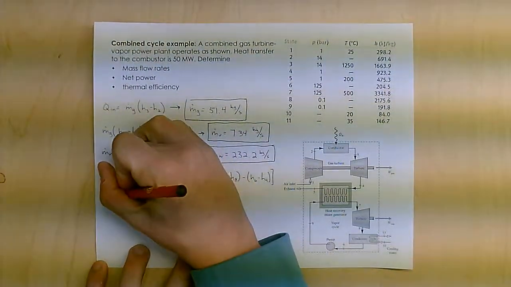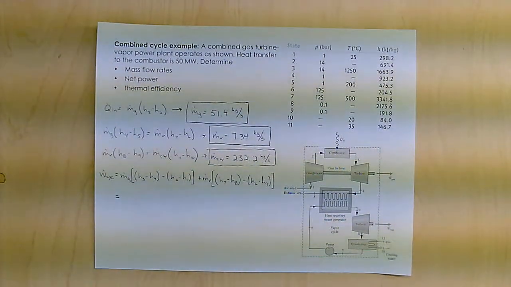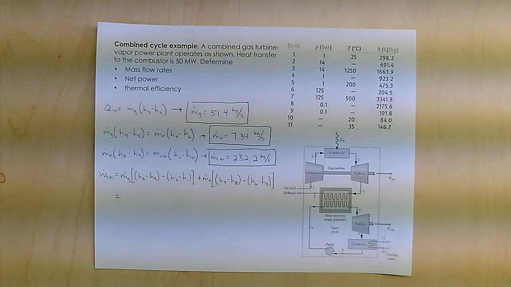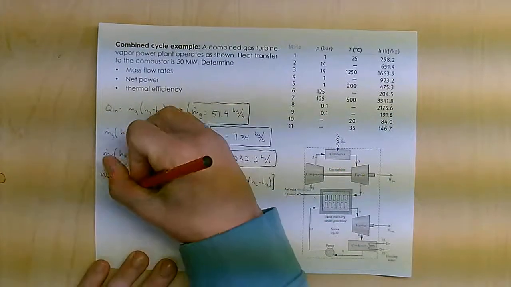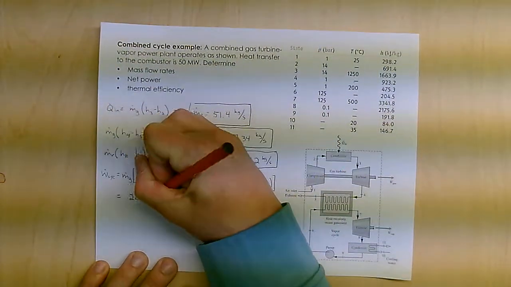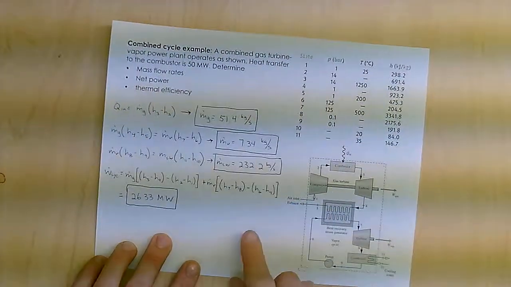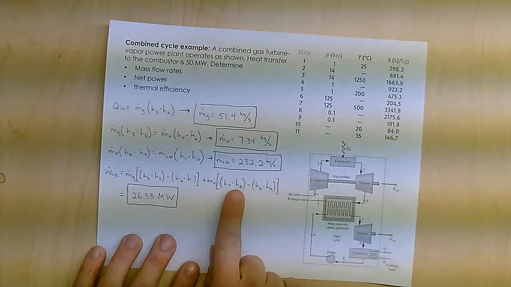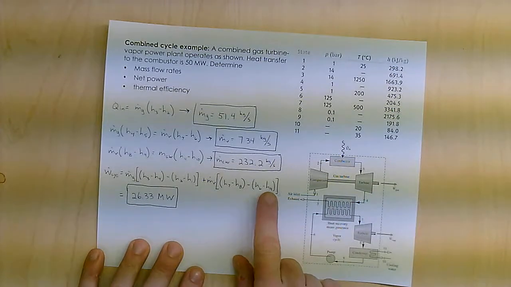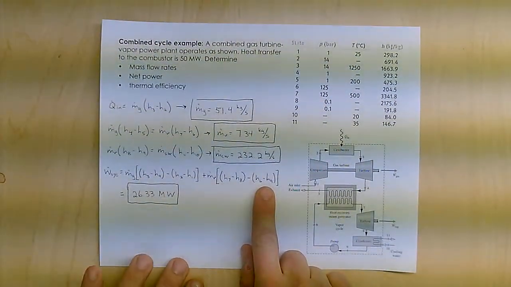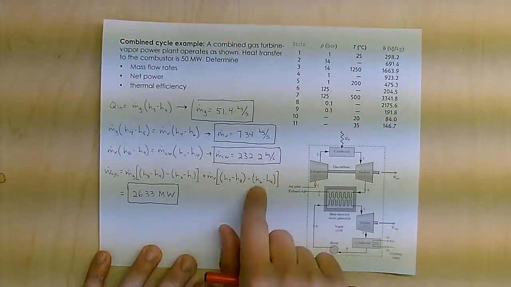That'll give me the total work of the cycle, which is going to be 23.66 megawatts. Specifically, the gas power cycle is putting out 17.9, and the vapor power cycle is putting out 8.47. Okay.